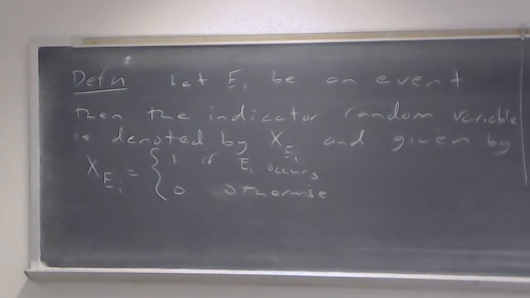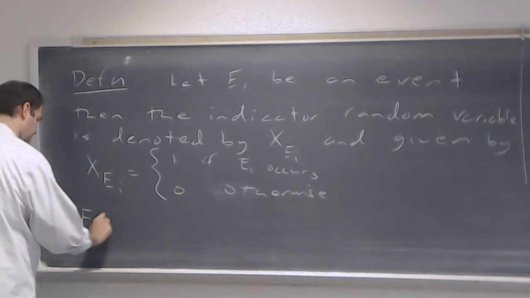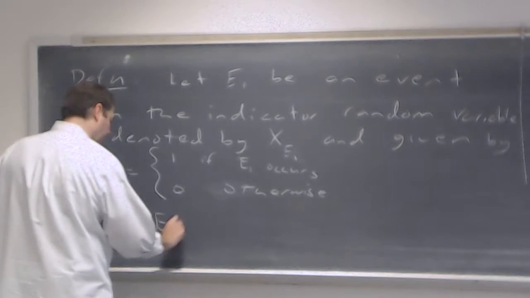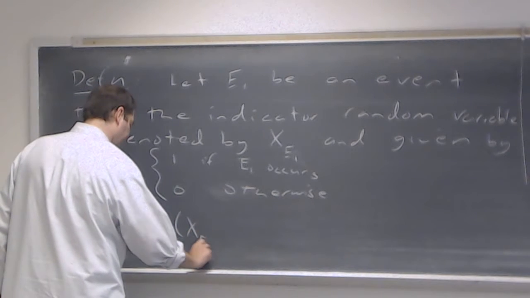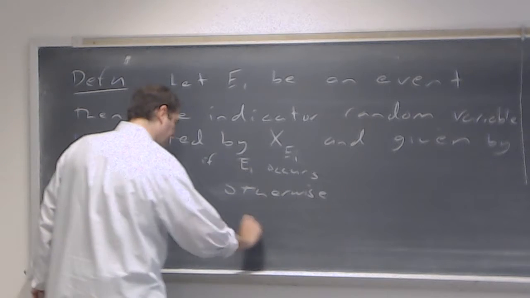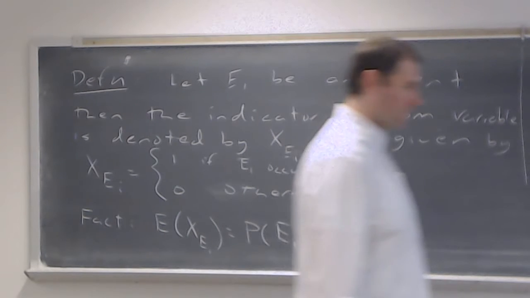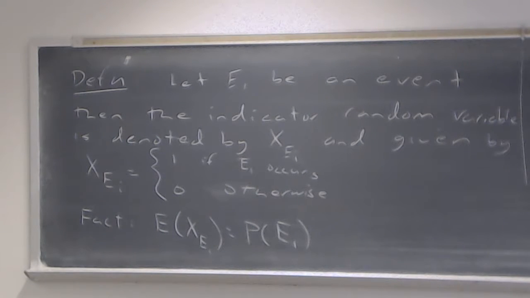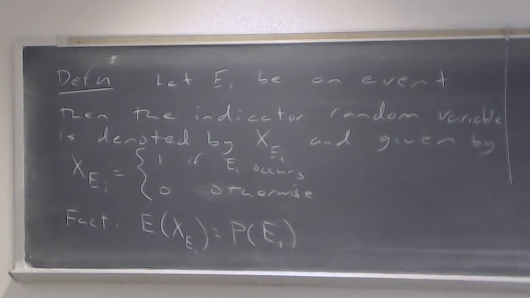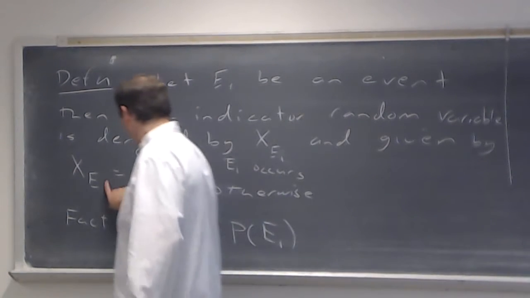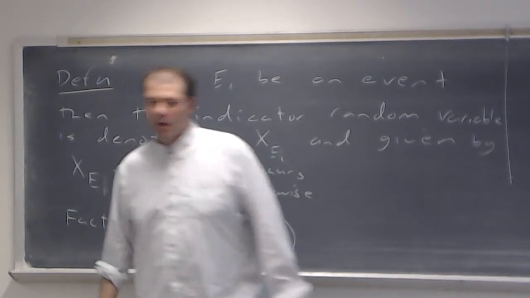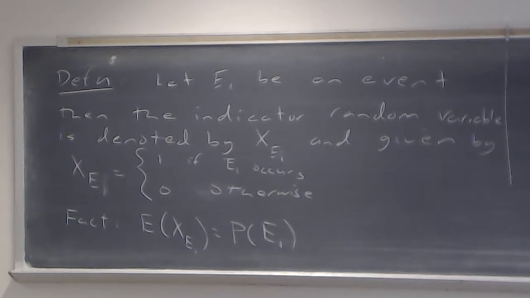Okay. So here's a fact. It turns out that the expected value of this indicator random variable is the probability of the event E1 occurring. We'll prove that. I want you to notice, before we move on, that the indicator function is a discrete random variable. Okay?